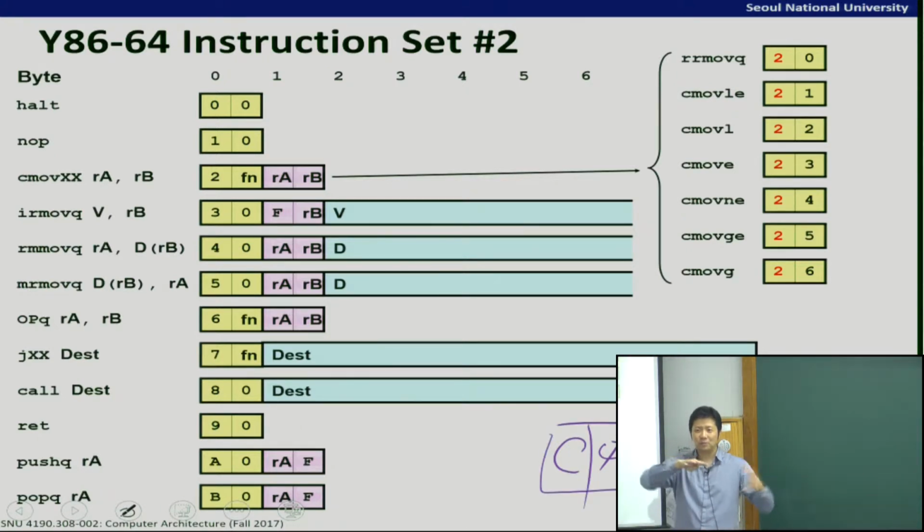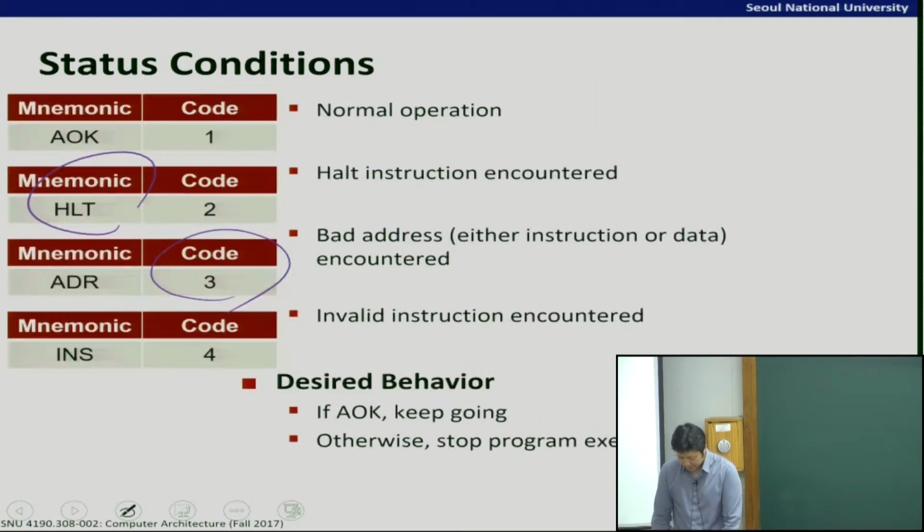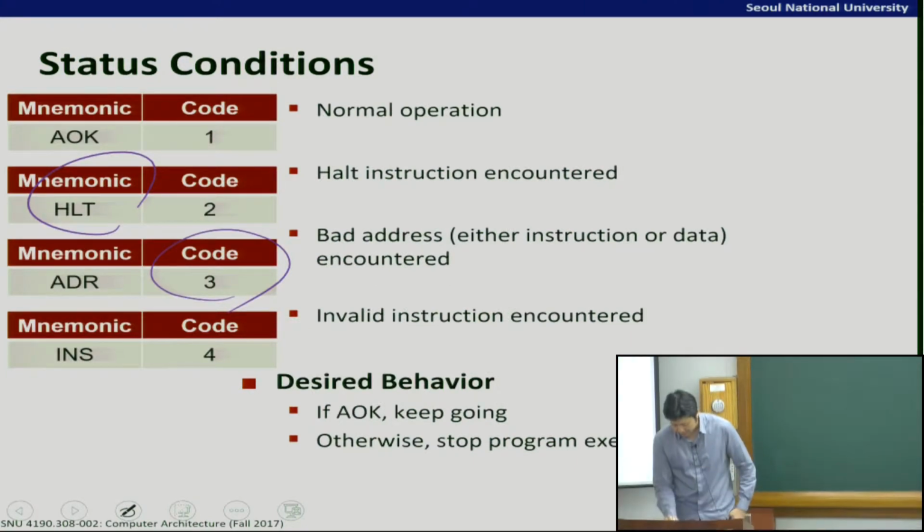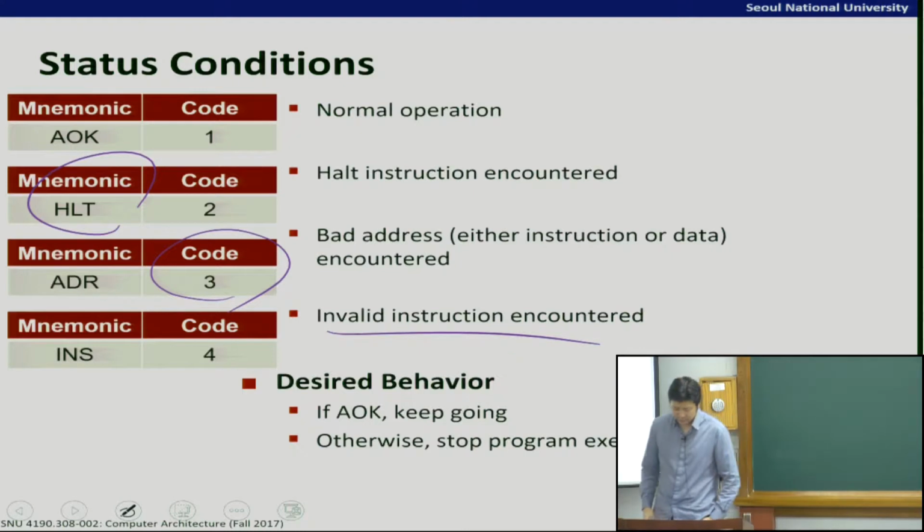But let's say your PC goes to some memory location that has the value C0. Then the CPU doesn't know what to do with this instruction. So in that case, it simply stops, showing that the CPU has encountered an invalid instruction. So the desired behavior: if the code is 1, then just keep going, executing the program. Otherwise, if the value is anything other than 1, then you have to stop the program and do something, show an error message or something like that. So the OS should do something.